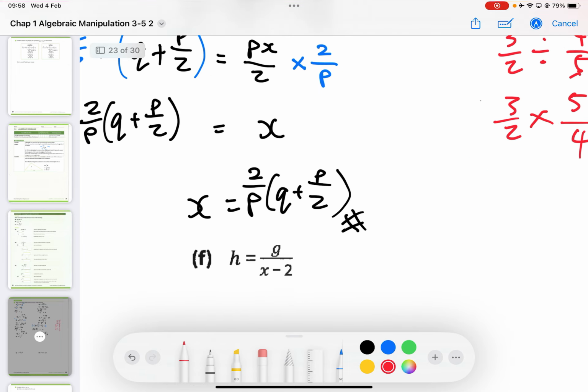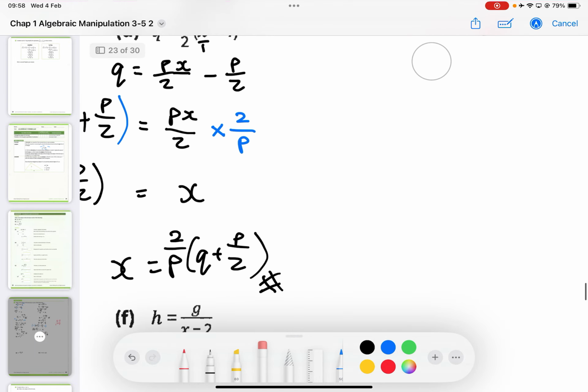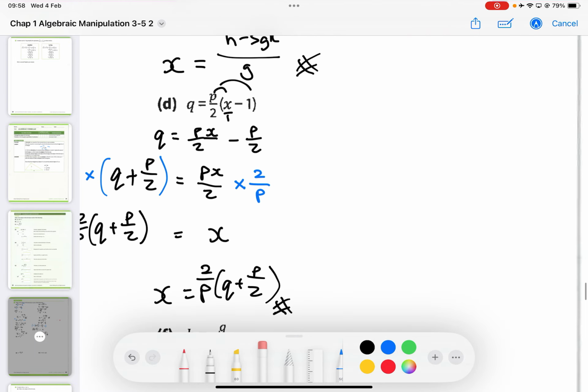My final answer, if I do like this, is here. Yes, it's also the big one. So later I show you the nicer one. There are a lot of different solutions.